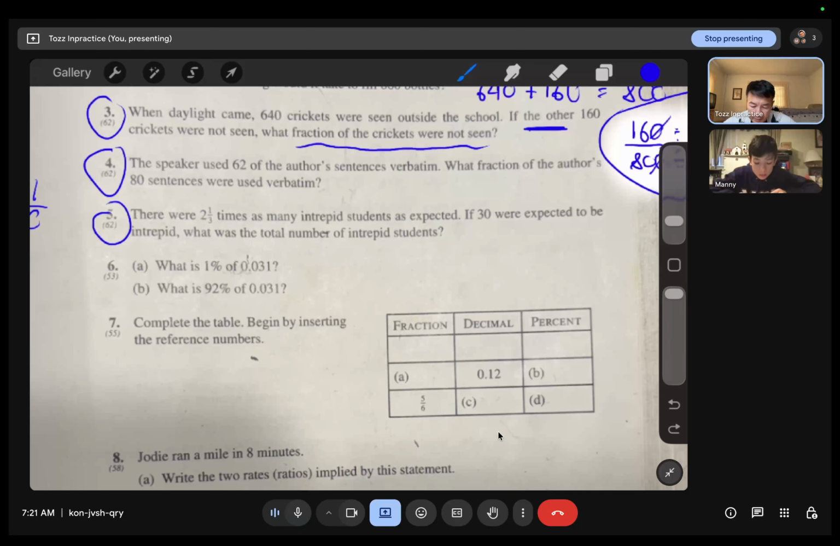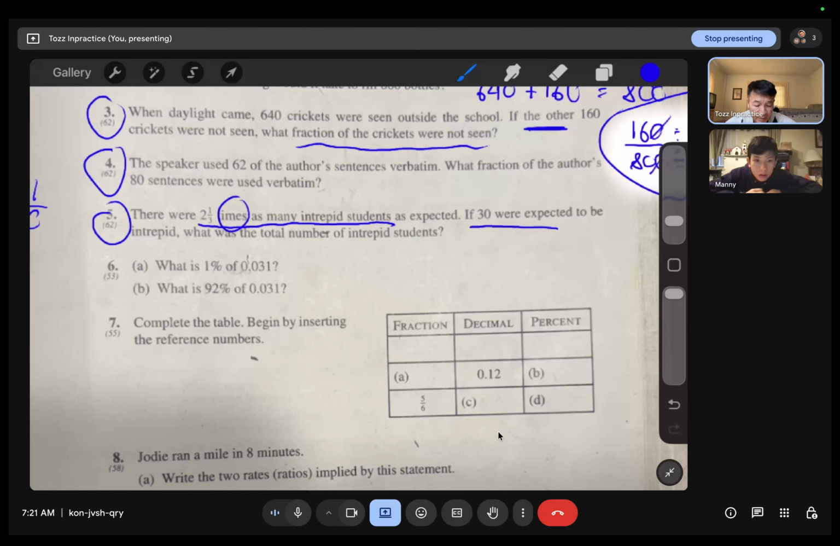I'll let you read it, okay? And then I'll dissect it. I'll break it down. But go for it one more time. 2 1/3 times as many intrepid students were expected. You don't have to worry about the phrase "as expected." 2 1/3 times as many intrepid students.